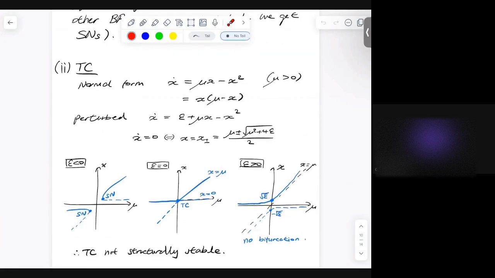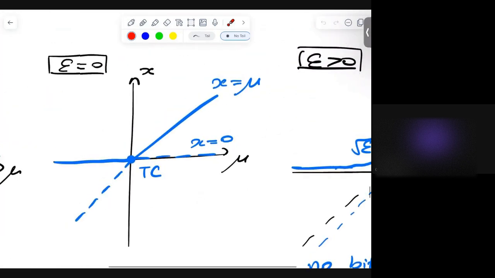It has a normal form x dot equal to mu x minus x squared. Again, we can just take mu greater than 0 here. Or alternatively, we could say for mu less than 0, we have mu x plus x squared. So either of those work. We can factorize this, and so this gives us the solutions x equals 0 or x equals mu for the fixed points. And this is that plotted on the mu x plane, and this is what we've seen before. So this is what transcritical looks like. We have two different fixed points and they collide and exchange stability.